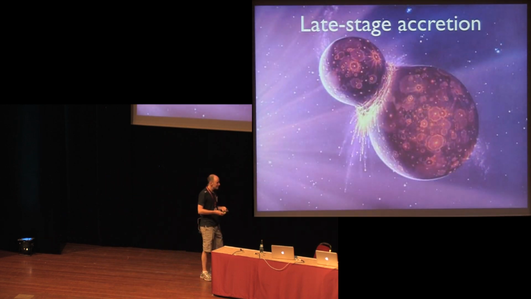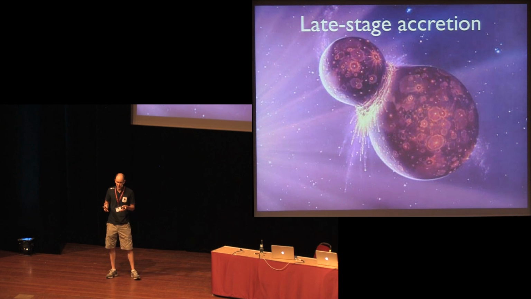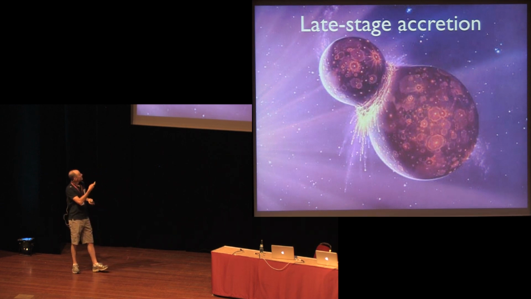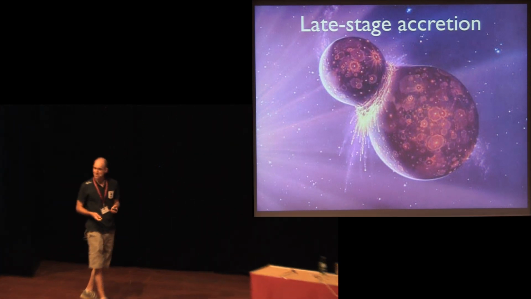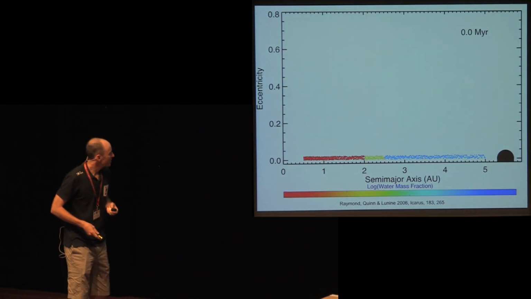Now, on to the late stages of accretion. This is the final phase of terrestrial planet formation, where you have a whole bunch of planetary embryos and planetesimals in a planetary system, and you're bashing them together. So there's a lot of exciting stuff going on, lots of things that can make artists draw pretty pictures. Let's take a look at what's going on here.